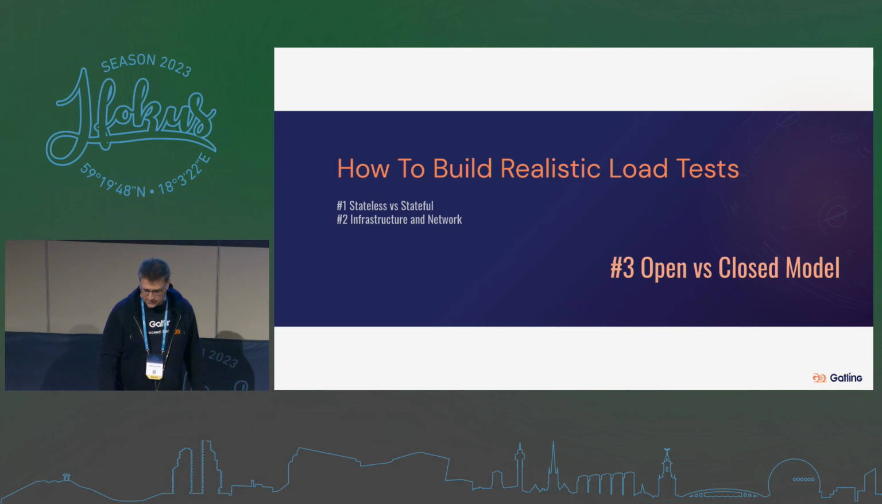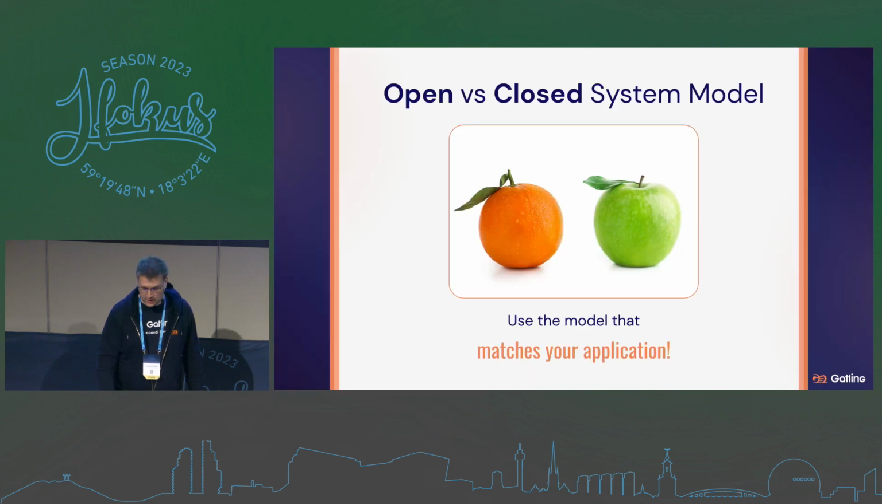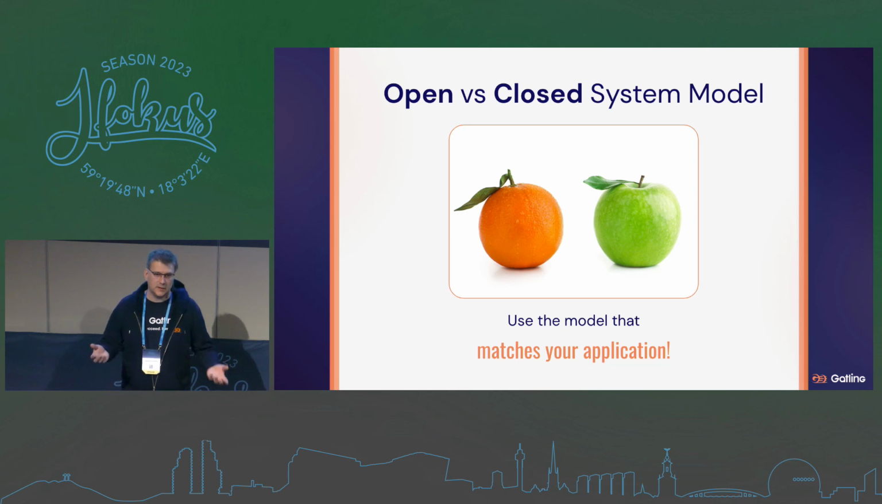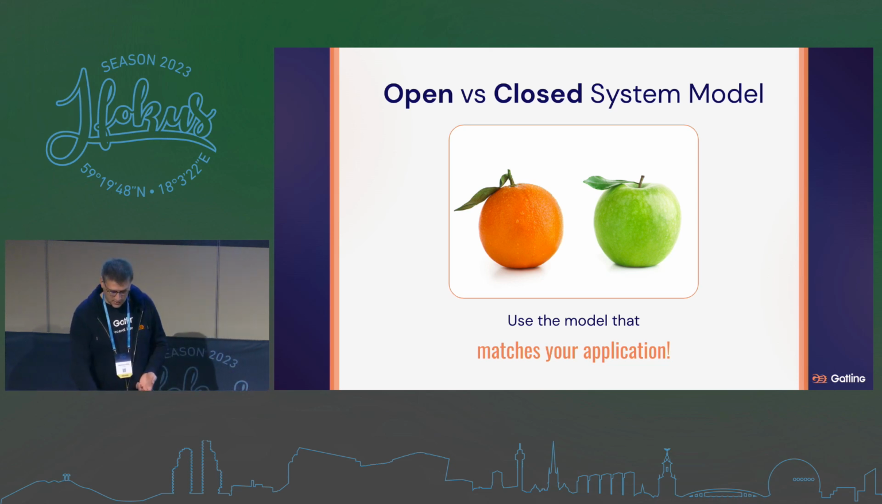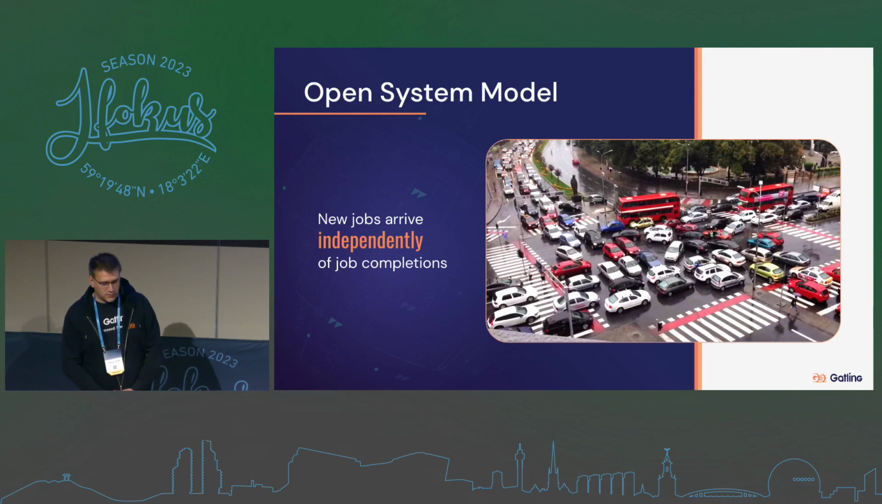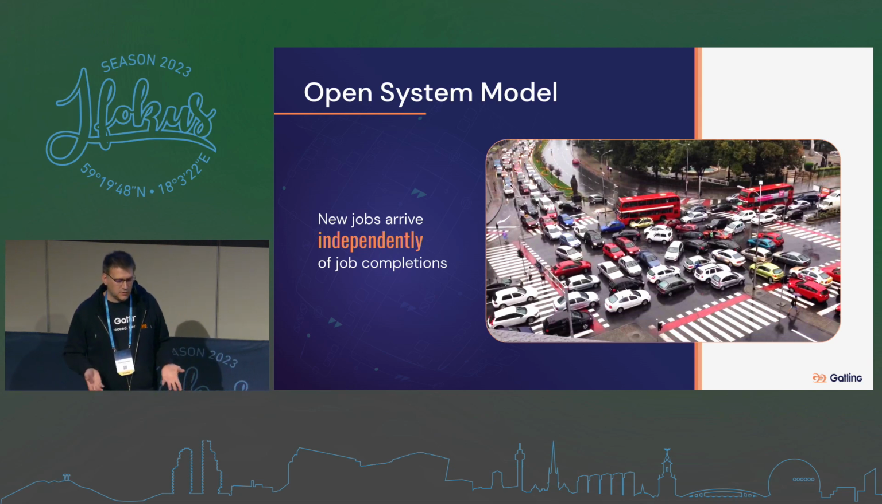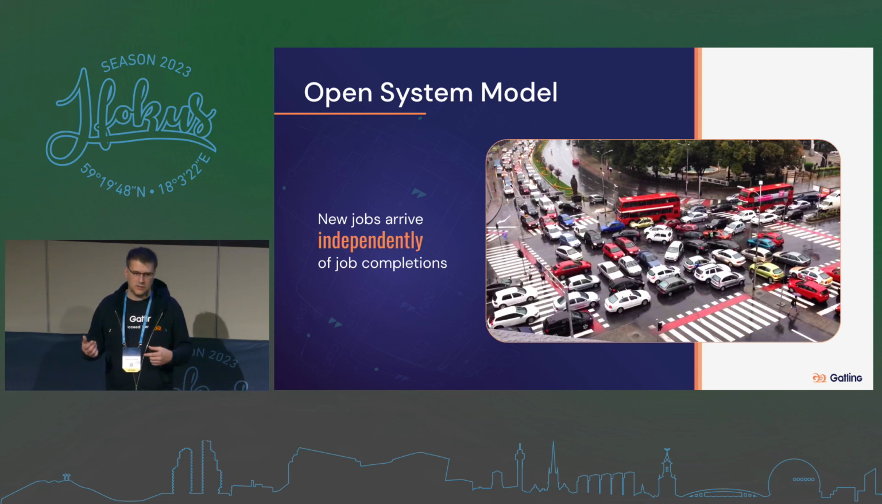The next point is about queuing theory, actually. Is your application an open or a closed workload model? Again, you need to pick the proper model, because otherwise you'll be building unrealistic load tests and comparing apples and oranges. So what is an open system model? It's not something specific to testing, it's something about queuing theory. It can be applied to any kind of system. An open system model is a system where new jobs arrive independently of job completions.